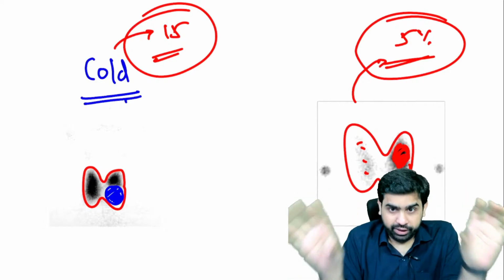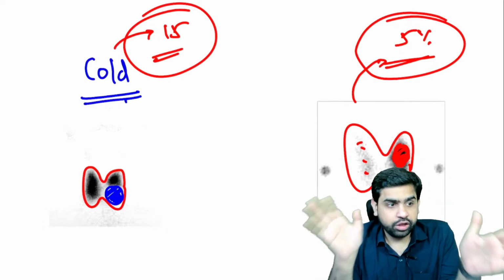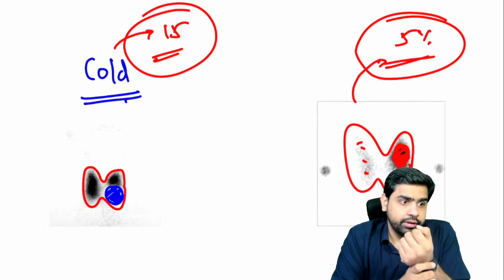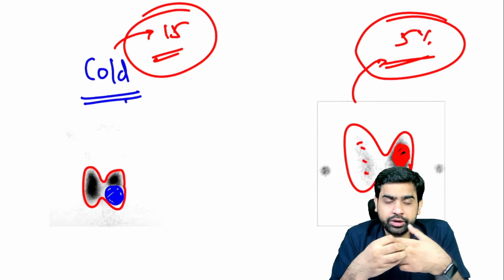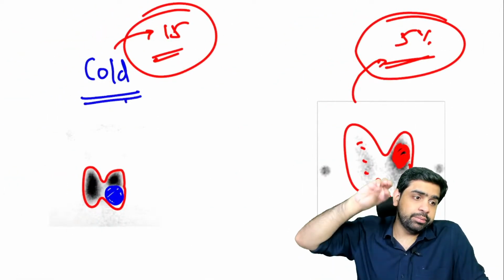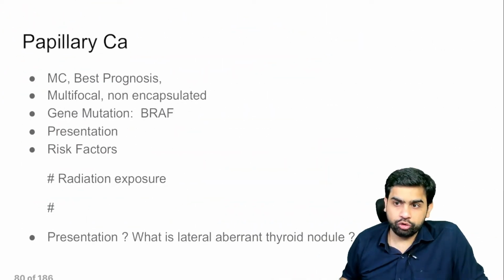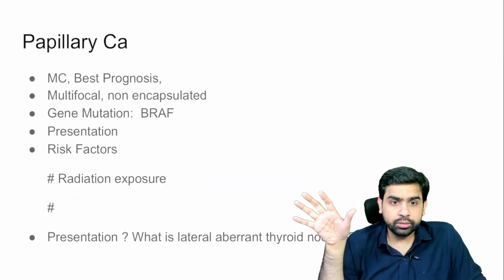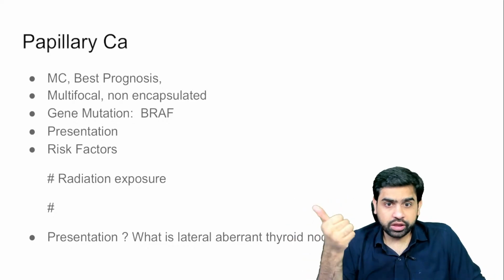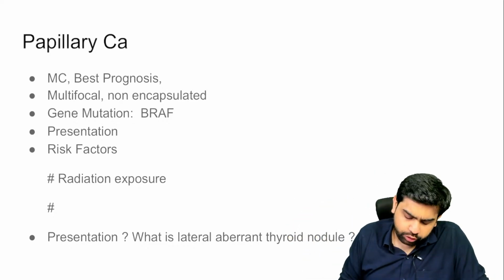But what you need to understand is that it doesn't tell you whether malignancy is present or not. I hope you have understood this point, guys. Now, multiple hot nodules can occur in a multinodular goiter. If you have a multinodular goiter, you can have multiple hot nodules. Now let's talk about the malignancies of the thyroid. The first thing we're going to talk about is papillary carcinoma of the thyroid. This is a very, very important topic, and I'm pretty sure you must be aware of it.